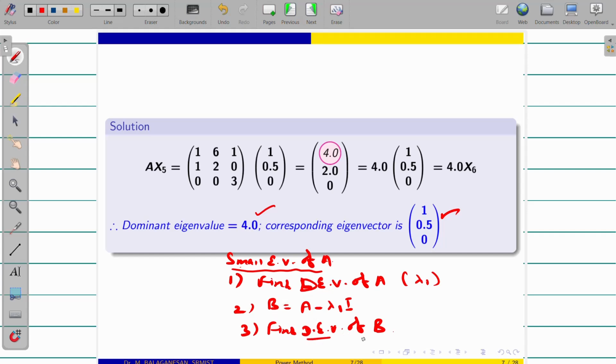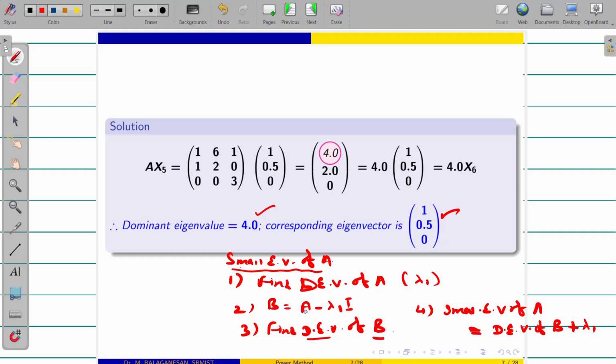Find the dominant eigenvalue again for B, because using the power method we can find the dominant eigenvalue only. What is the fourth step? If you want to find the smallest eigenvalue of A, which is equivalent to what will be the dominant eigenvalue of B plus lambda 1. So look at this.